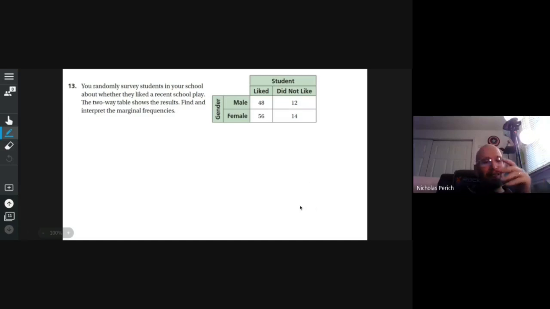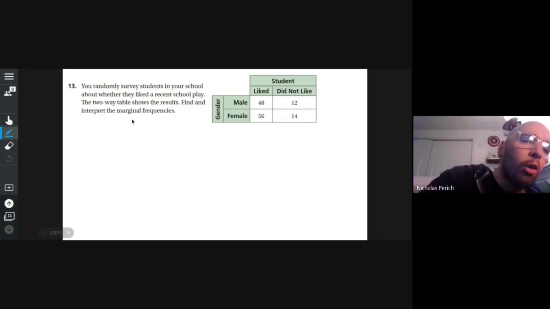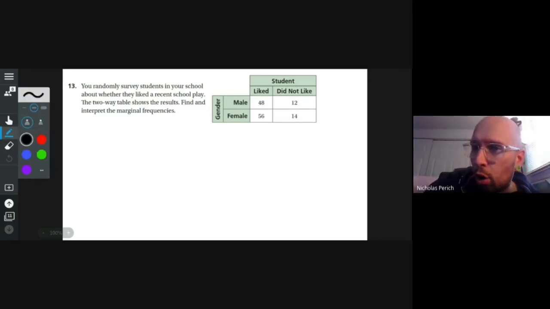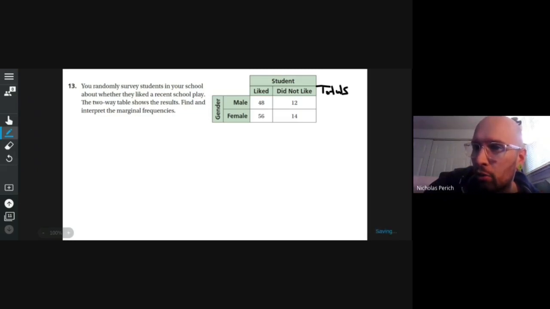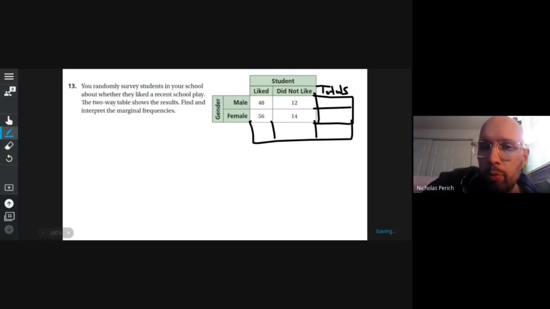All right, you randomly survey students in your school about whether they liked a recent school play. The two-way table shows the results. Find and interpret the marginal frequencies. All right, the marginal frequencies are the totals. So I need to add a totals side. And I need to do the same thing for down here. Totals.